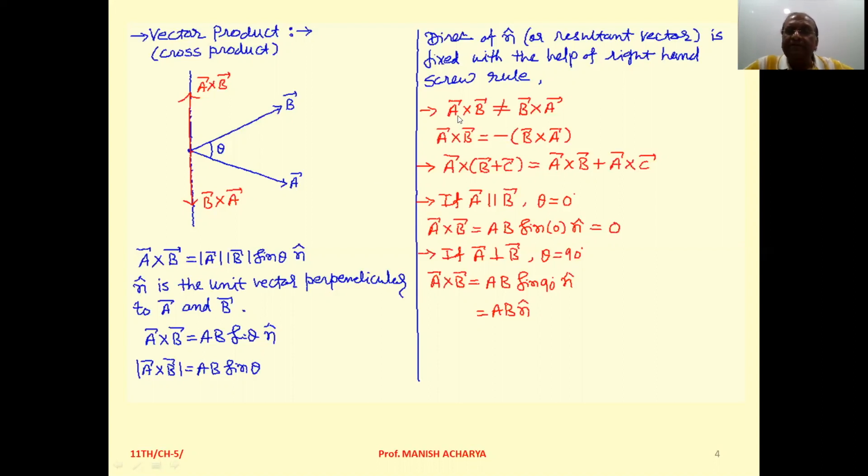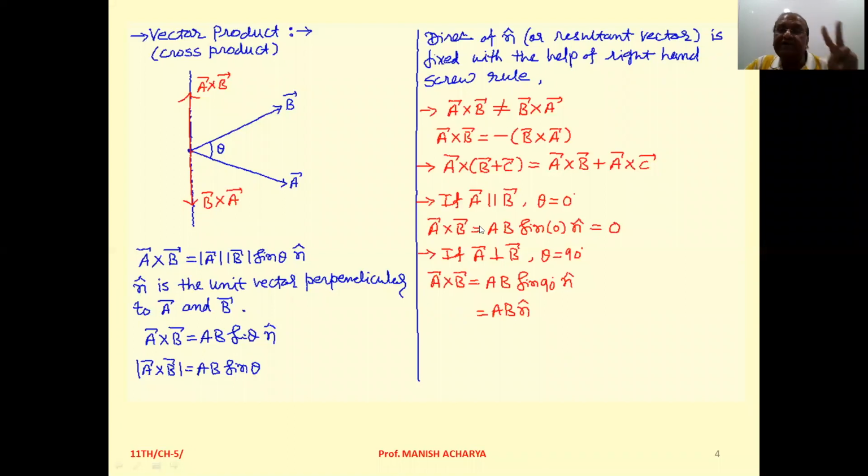So vector A cross B is not equal to B cross A. So the commutative law does not hold in the vector product of two vectors. Both are equal in magnitude but opposite in direction. So we can write like this, vector A cross B is minus vector B cross A. Then for A cross (B plus C), the distributive law holds. So A cross B plus A cross C.